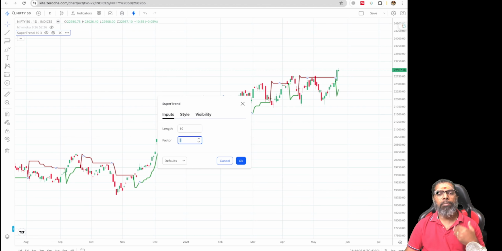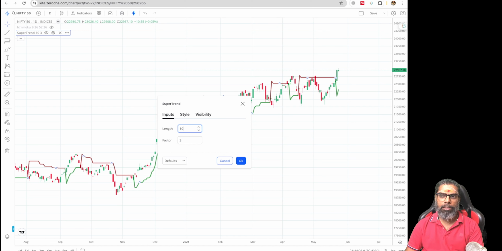2. That means you can take more trades because you'll get more signals. But that is also dangerous because you may get wrong signals multiple times. So, I'll show you the SuperTrend indicator straightforwardly, and I'll explain. So this is the default setting.